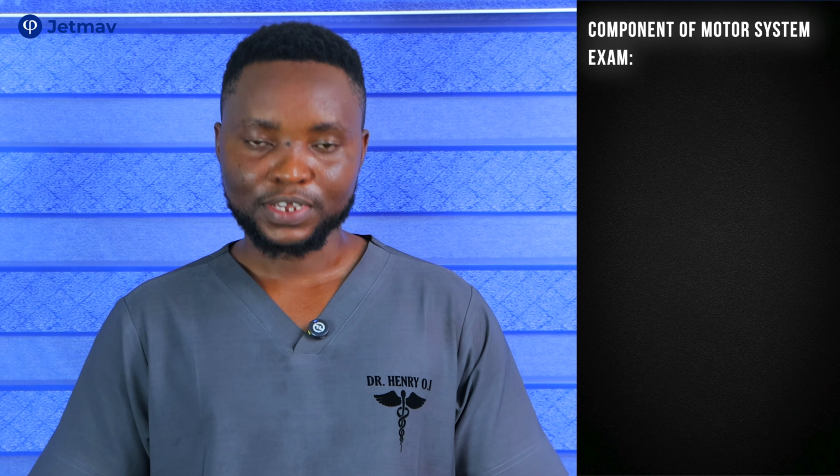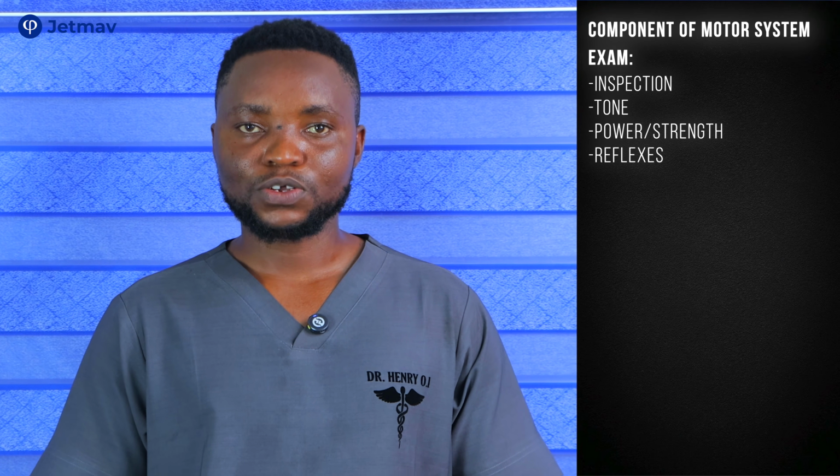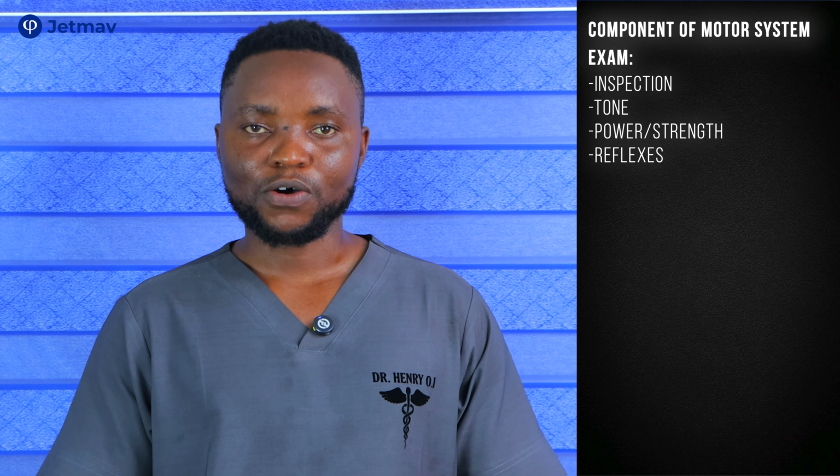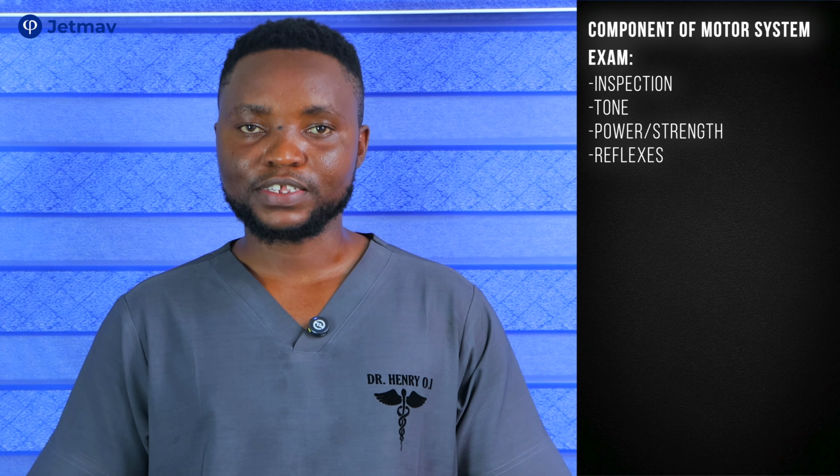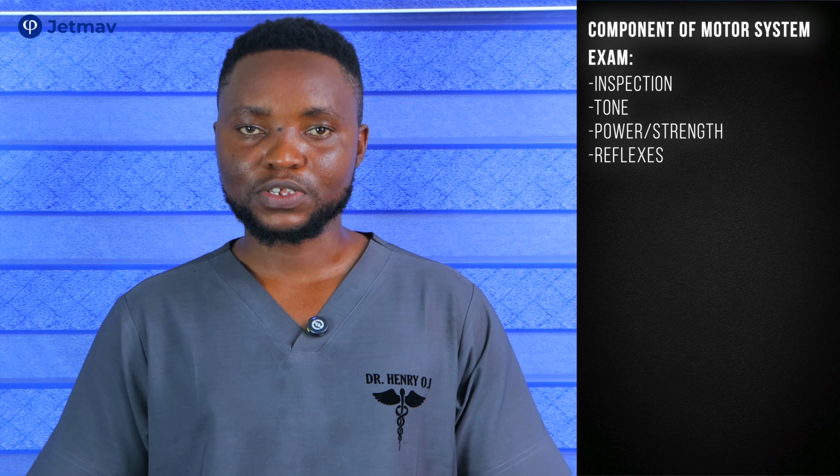Now, in the motor system examination, there are various components to the examination. The first one is the inspection. The second one is the tone. The third is the power or strength. Then the final one is the reflexes. So these are the components of the motor system examination.